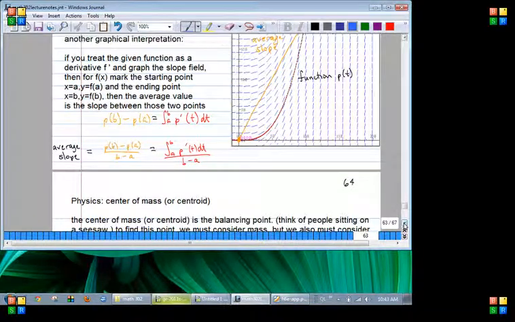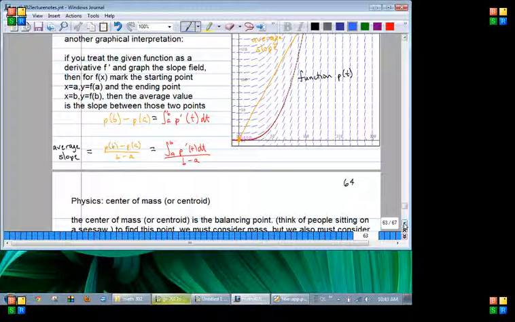So the center of mass, or centroid. What is the center of mass of an object? It's the point at which that object is in perfect balance. If you take something like a pencil, where the balancing point or the center of mass is pretty obvious. It's just right in the middle. That's obvious because there's just symmetry.